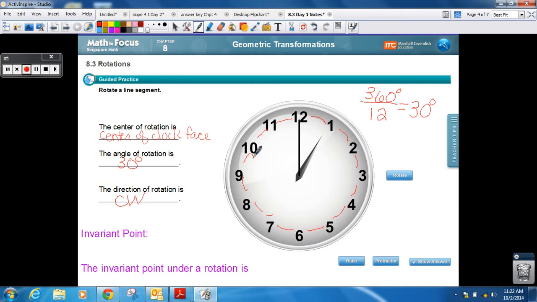Just a review of some vocabulary, an invariant point is the point that remains unchanged. You can say unchanged, you could say in place, however it makes more sense to you. So then, in this case, the invariant point under this rotation is the center of rotation, because the center stayed the same. It went from here and then it just turned over, but that remained the same.